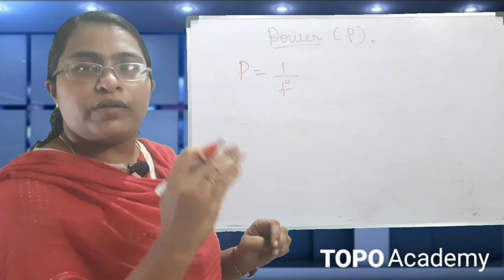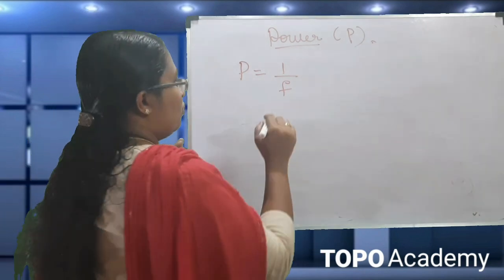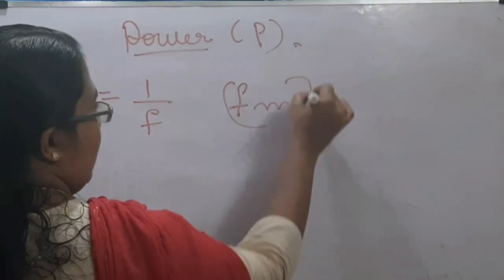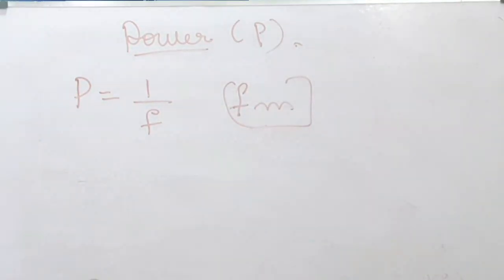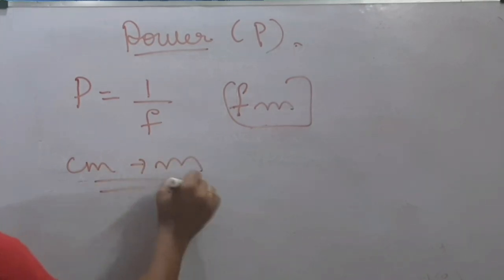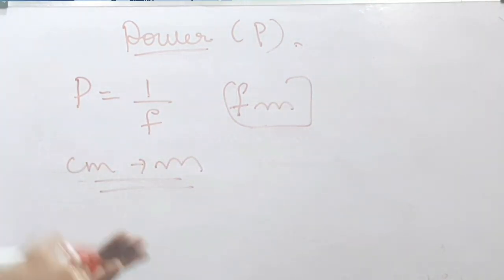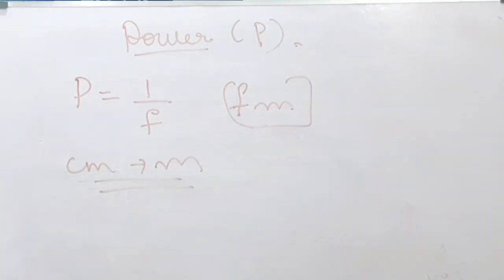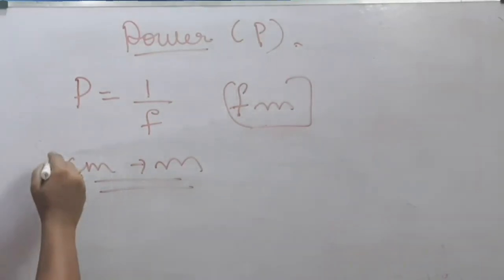For calculating the power, the F should be in meter. This is the important point to note here. So if it is given in centimeter in the question, we have to convert into meter to find the power of a lens. If the focal length is given in centimeter, we have to convert into meter, then only we can do the problem. Otherwise the problem will be wrong.